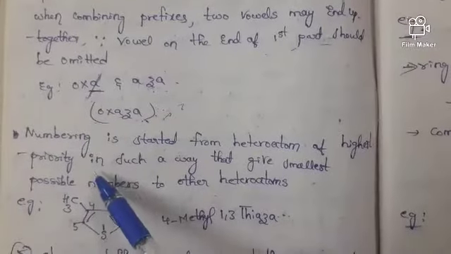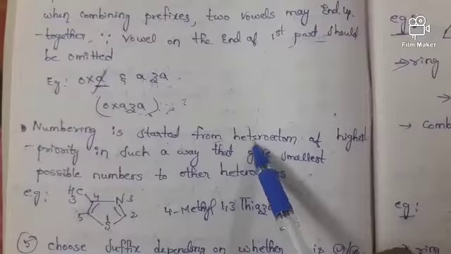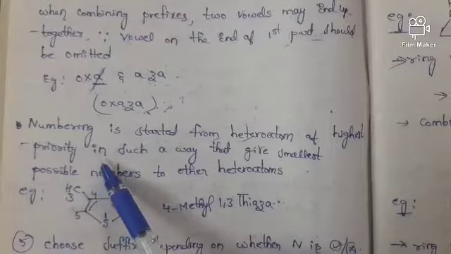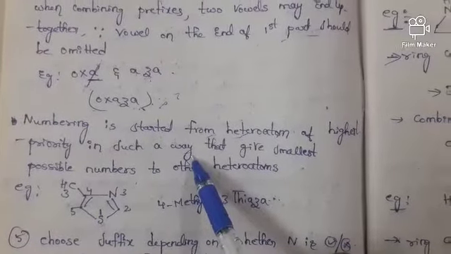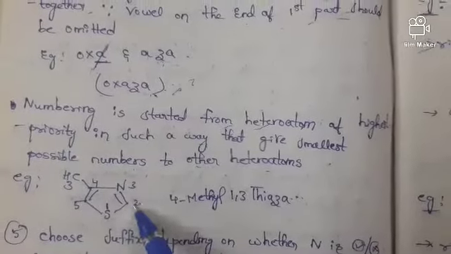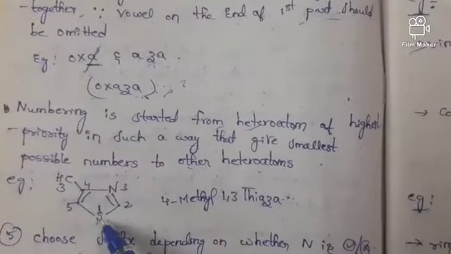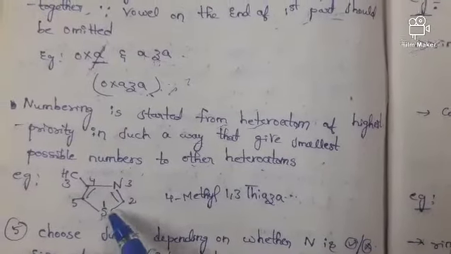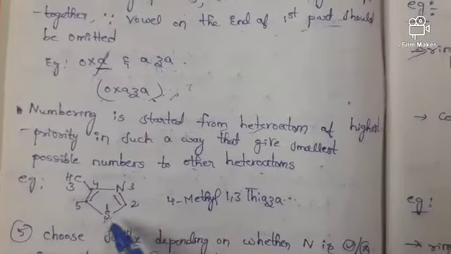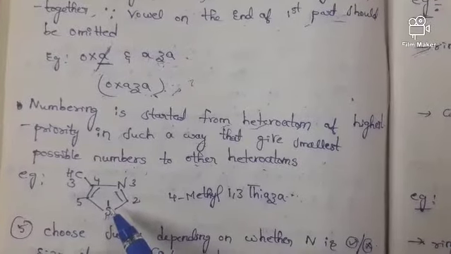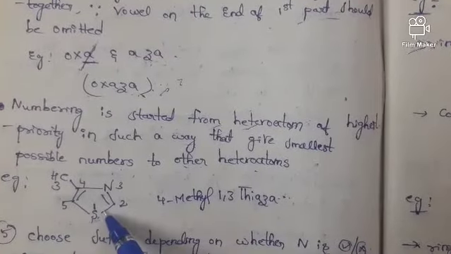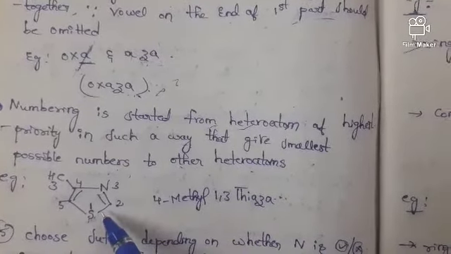Next, numbering is started from the heteroatom. Already I told you that numbering should be started from the heteroatom of highest priority, in such a way that it gives the smallest possible numbers to other heteroatoms. If you observe this, how many heteroatoms do we have here? Two heteroatoms, sulfur and nitrogen. We may get a doubt here: already we discussed that for the heteroatom we should give first priority, but here we have two heteroatoms, so how should we give numbering?